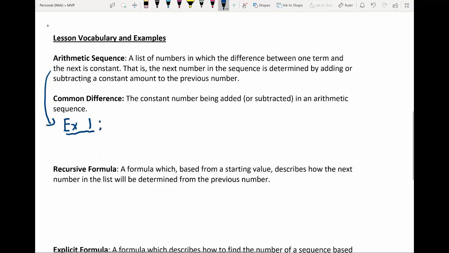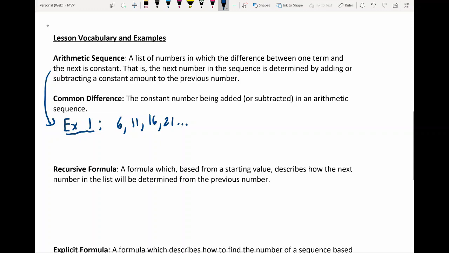And so we have, say I started at 6 and I'm adding 5 each time. So I go to 11 and then to 16 and then to 21 and it continues on. So that's an arithmetic sequence because the next number in the sequence is determined by adding 5 to the previous number. So let's talk about this idea of common difference.